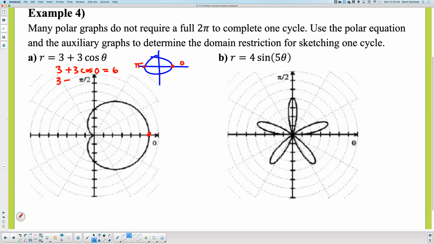Now you're going to do the minimum. What's 3 plus 3 cosine of pi? Well, what's cosine of pi? -1. And so what's 3 plus 3 times -1? 3 times -1 is -3. What's 3 minus 3? 0. Okay, are those the same? No. Needs a full 2 pi.